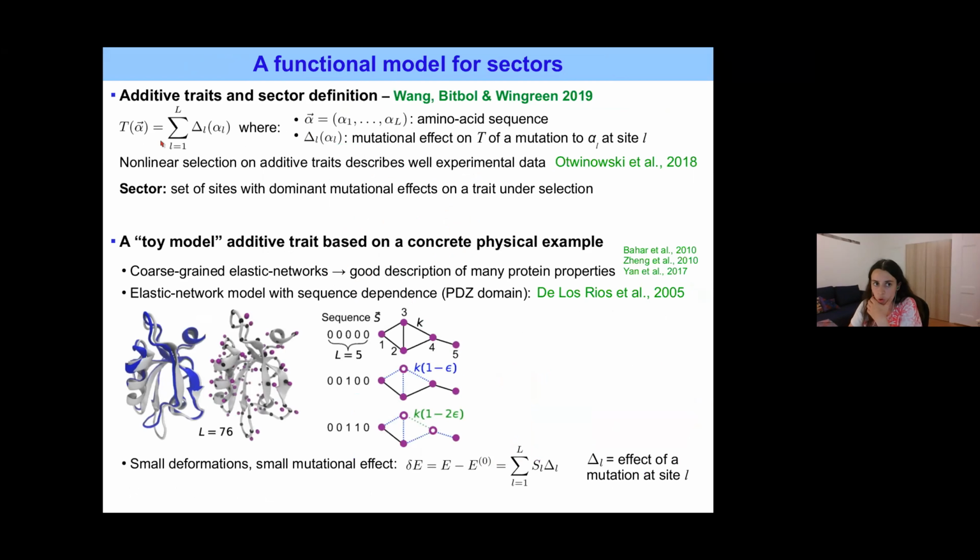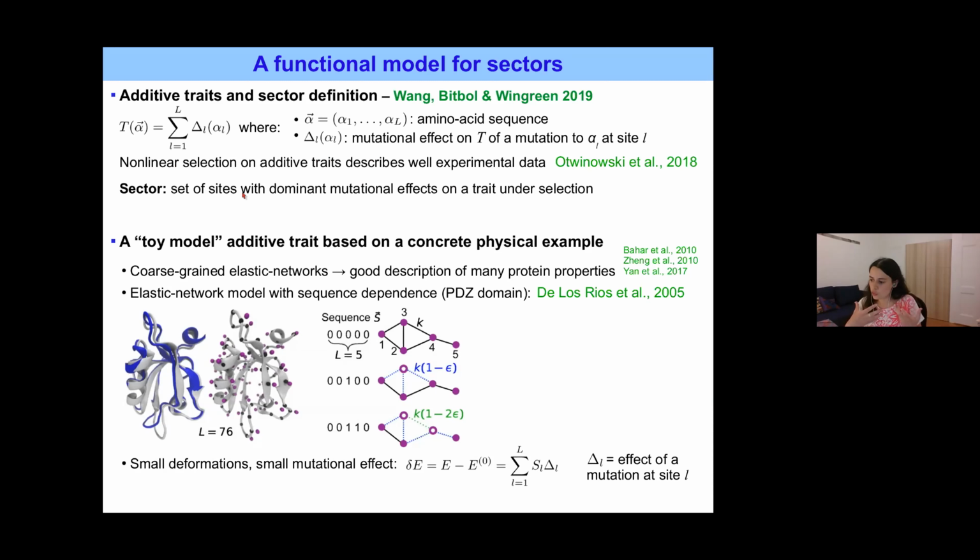And in another work that I participated in, we proposed that sectors can also emerge from selection on a linear trait, so a nonlinear selection on a linear trait. So the trait can be any property of the protein that is selected for, and we make the strong assumption that this trait has linear contributions from all amino acids. But these are the deltas, the mutational effects on a given site. And it was shown that this nonlinear selection on additive traits describes well experimental data in this paper.